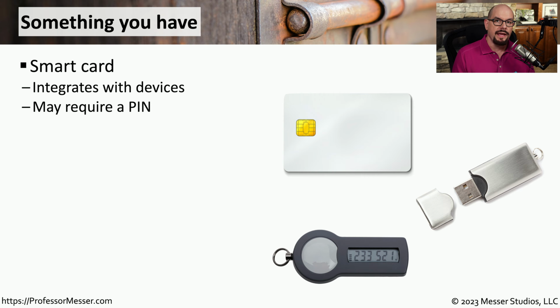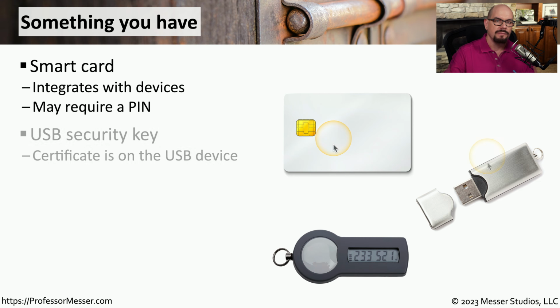Another type of authentication factor is something you have. For example, you might have an ID, and that ID is part of a smart card. That smart card can be inserted into a device, and usually it's used in conjunction with a personal identification number to provide multiple types of authentication. Another good example of something you have is a USB security key. The security key has a certificate on that key that is specific to you. So if you plug in that key, it's assumed that that must be you because you're the only one with that USB drive.